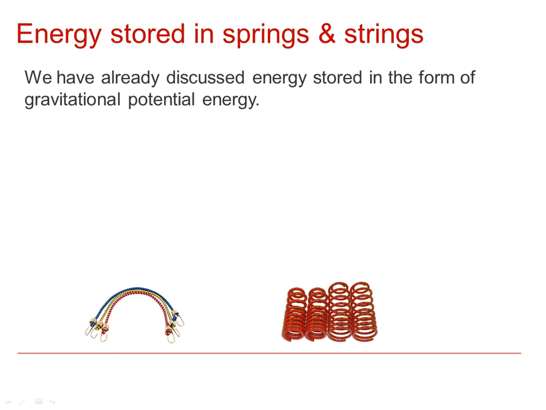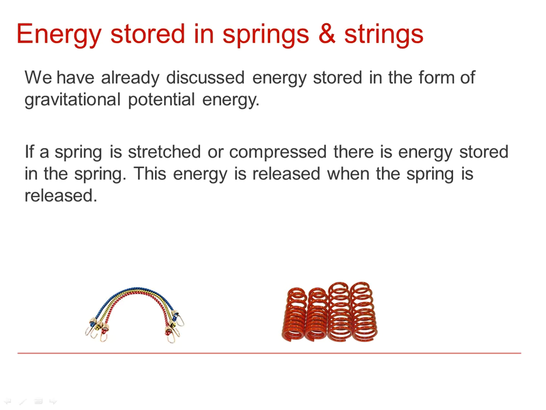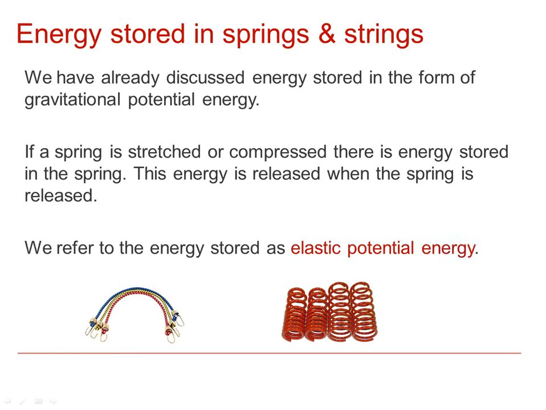We've already met the idea of energy stored in the form of gravitational potential energy when something is held above the ground. But we can also have energy stored in strings and springs that are compressed or stretched, and that energy is then released when the spring is released. For example, an elastic band, if it's pulled and then flicked across the room, the energy stored in the elastic band becomes kinetic energy. So we refer to this energy stored as being elastic potential energy.